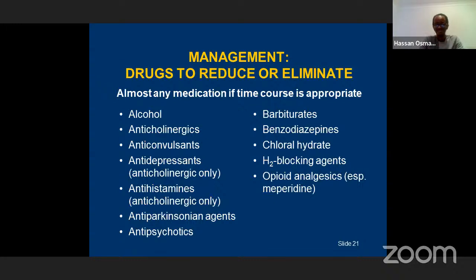As for the drugs, we've just mentioned most of them in the pathophysiology. So alcohol, benzodiazepines, anticonvulsants, antidepressants. We are talking here about antidepressants that might cause anticholinergic activity, antihistamines, anti-Parkinsonism drugs. So all of those medications.